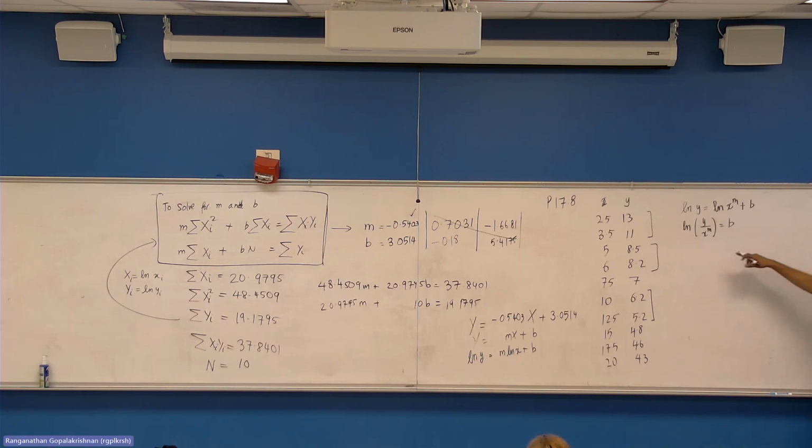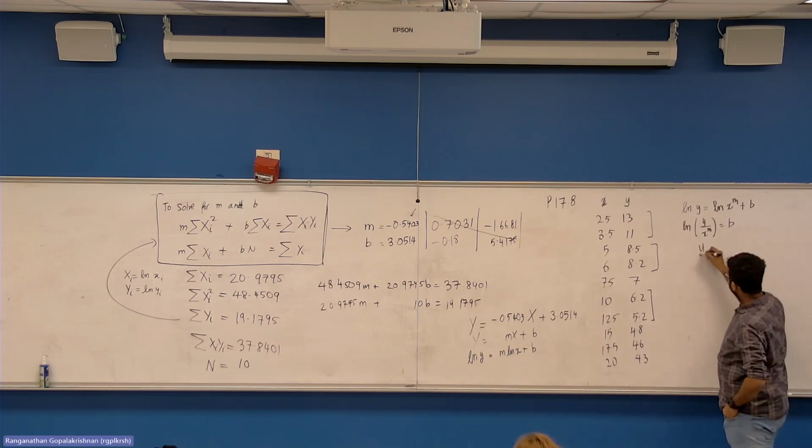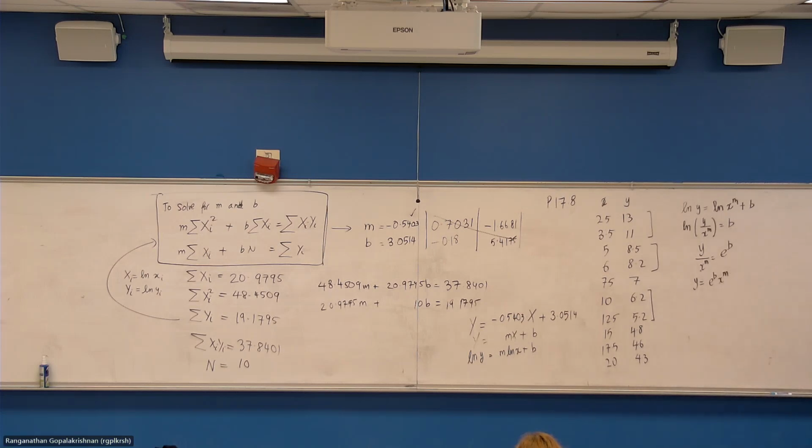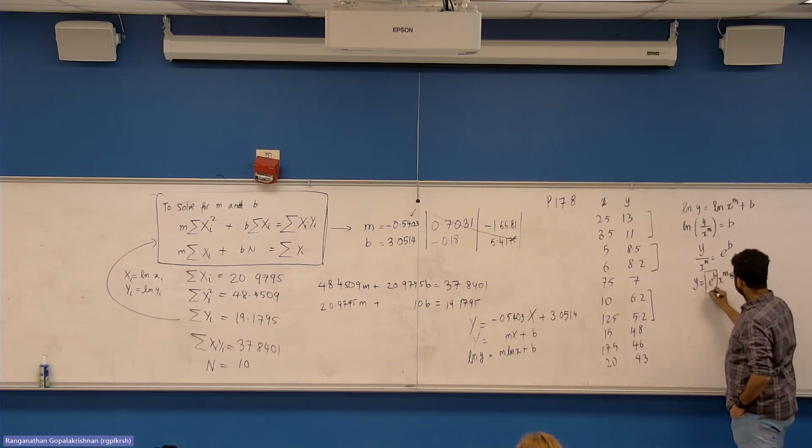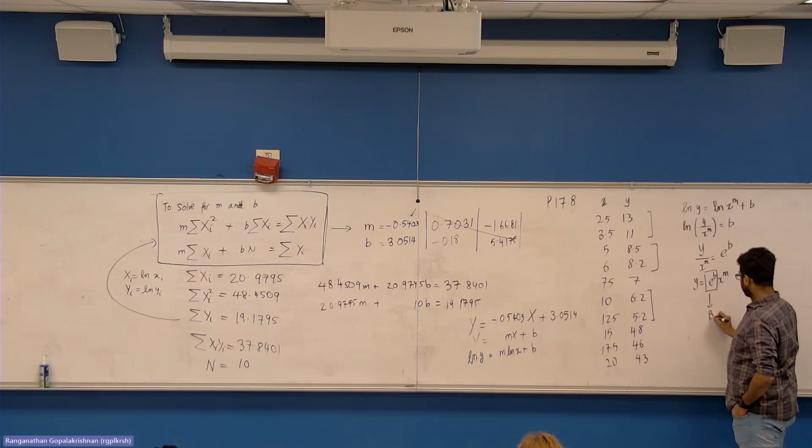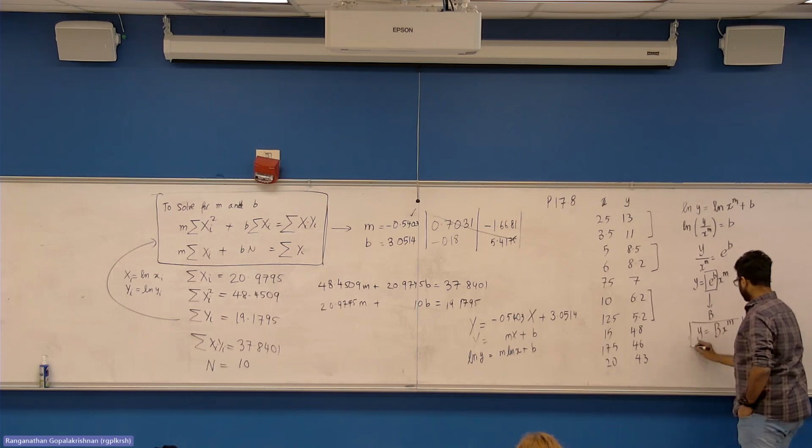And if I take the anti-logarithm on both sides, I'm going to get Y over X power M equal to exponent of B, or Y equal to exponent of B times X power M. Okay, I'll give a new name for exponent of B. I'll call it like uppercase B. So Y equal to B X power M is the fit for the original data.